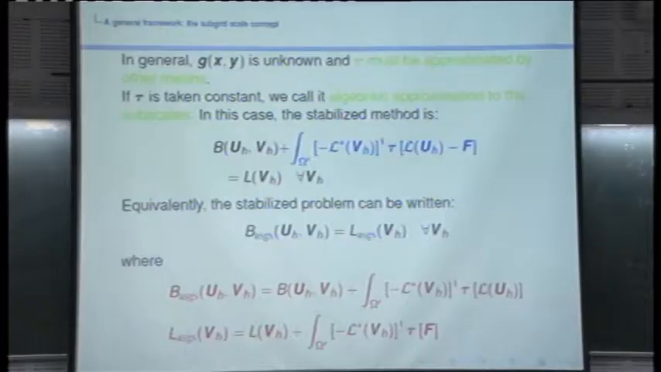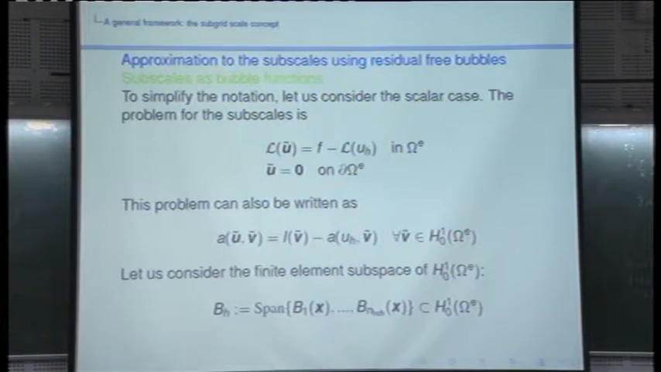So there is another way to obtain the approximation to U tilde, which is by using what is called residual free bubbles that I will explain in a minute. There are some letters typed in boldface characters that should be in plain italic characters because they are all scalars. So forget about the boldface here, okay? So let's consider the scalar case to explain how to introduce the residual free bubbles. Okay, so we have to solve this problem, L U tilde equals F minus L of UH, with boundary conditions U tilde equal to 0 on the boundary, okay?